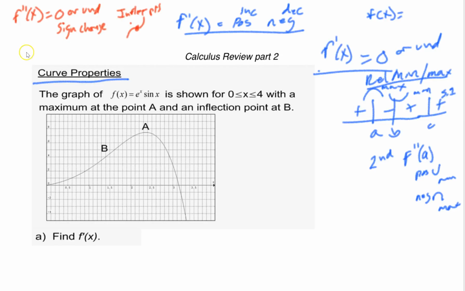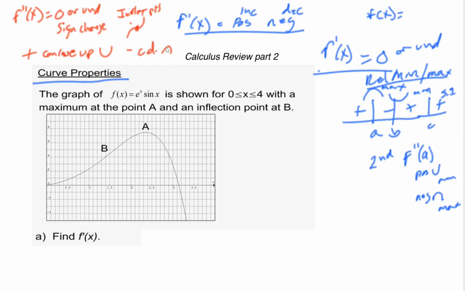The second derivative also tells you that when it's positive, it's concave up, so it opens up. And when it's negative, it's concave down, so it looks like that. So those are the different curve properties.